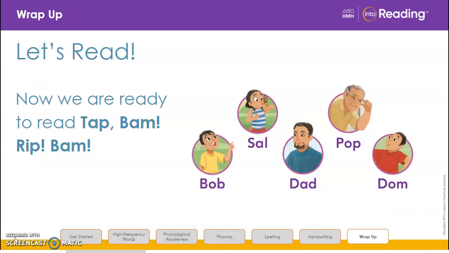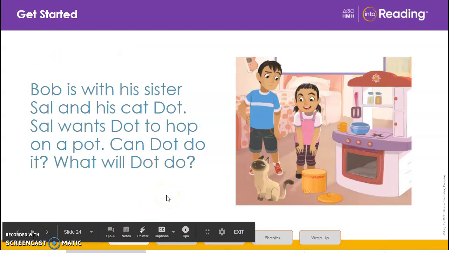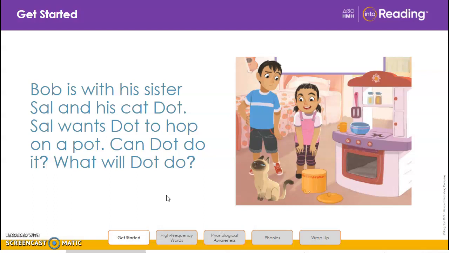Now you are ready to read about Bob, Sal, Dad, and Pop in a story called Tap, Bam, Rip, Bam. The next story that you're going to read is another story about Bob, Sal, and Dot. Bob is with his sister Sal and his cat Dot. Sal wants Dot to hop on a pot. Can Dot do it? What will Dot do? We will use the new words and skills we learned to read about what these characters do.